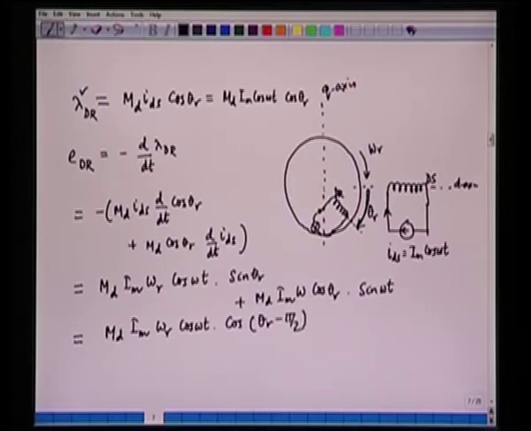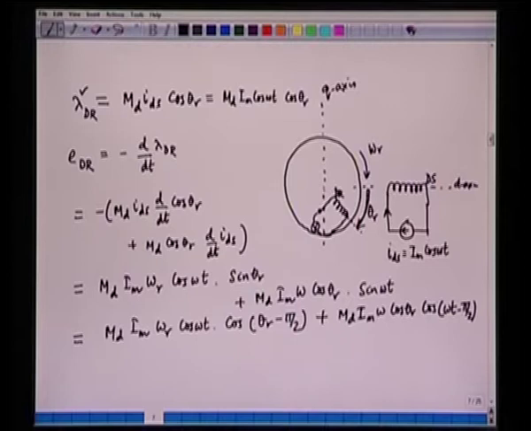I can replace this sin theta r by cos theta r minus pi by 2. Similarly, I can also replace sin omega t by cos omega t minus pi by 2. So I can just write down here Im omega cos theta r into cos omega t minus pi by 2. So this is a very interesting equation.